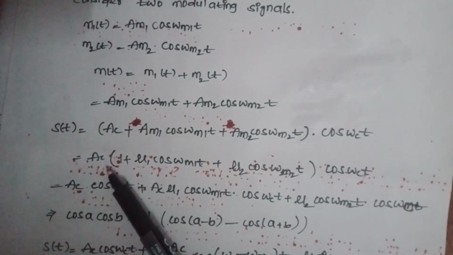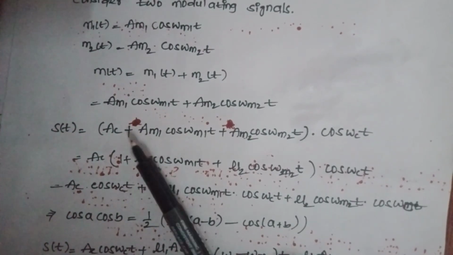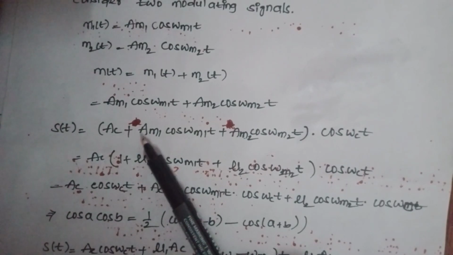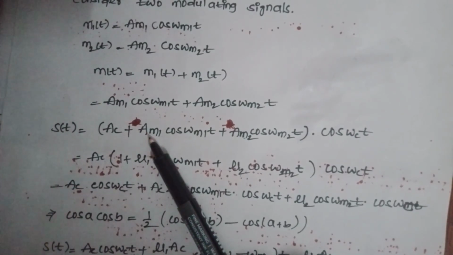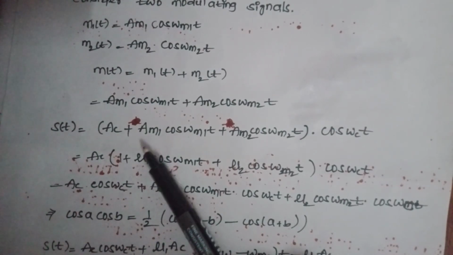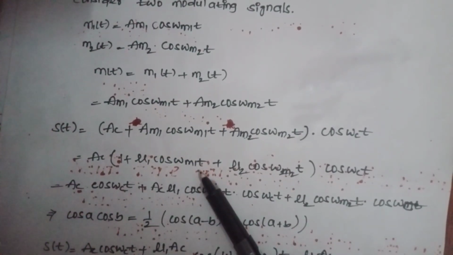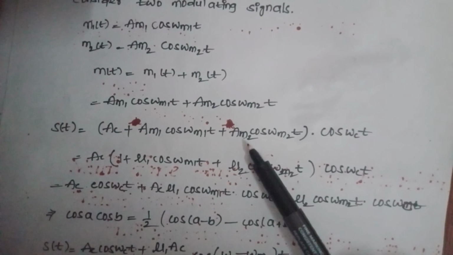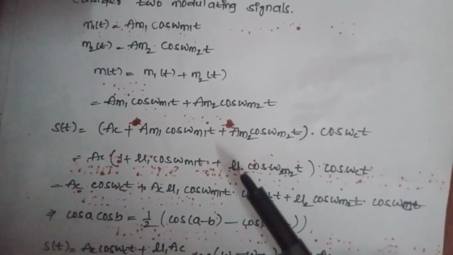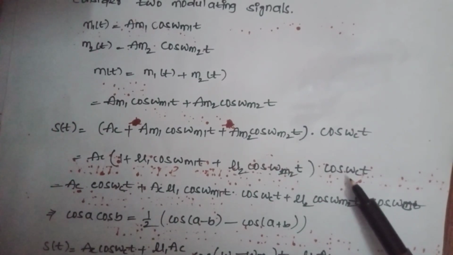So just Ac of (1 plus, here Ac is common, that is 1 by Ac, Am by Ac). That we call mu, the ratio of the message signal amplitude to the carrier signal amplitude, we call the modulation index mu. So here Am1 by Ac is mu 1. So mu 1 into cos ωm1 t plus, here also we have Am2 by Ac, that is mu 2, cos ωm2 t, whole into cos ωc t.